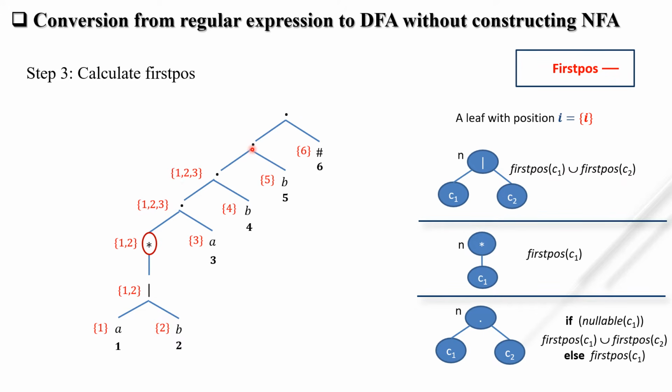Similarly, for this concatenation symbol, C1 is not nullable, so we simply shift this 1, 2, 3 to here. Similarly, for this concatenation symbol, this is not nullable, so we shift this 1, 2, 3 as the first position. So if C1 is nullable, then and only then we follow first position of C1 union first position of C2. If not, we use the else part.